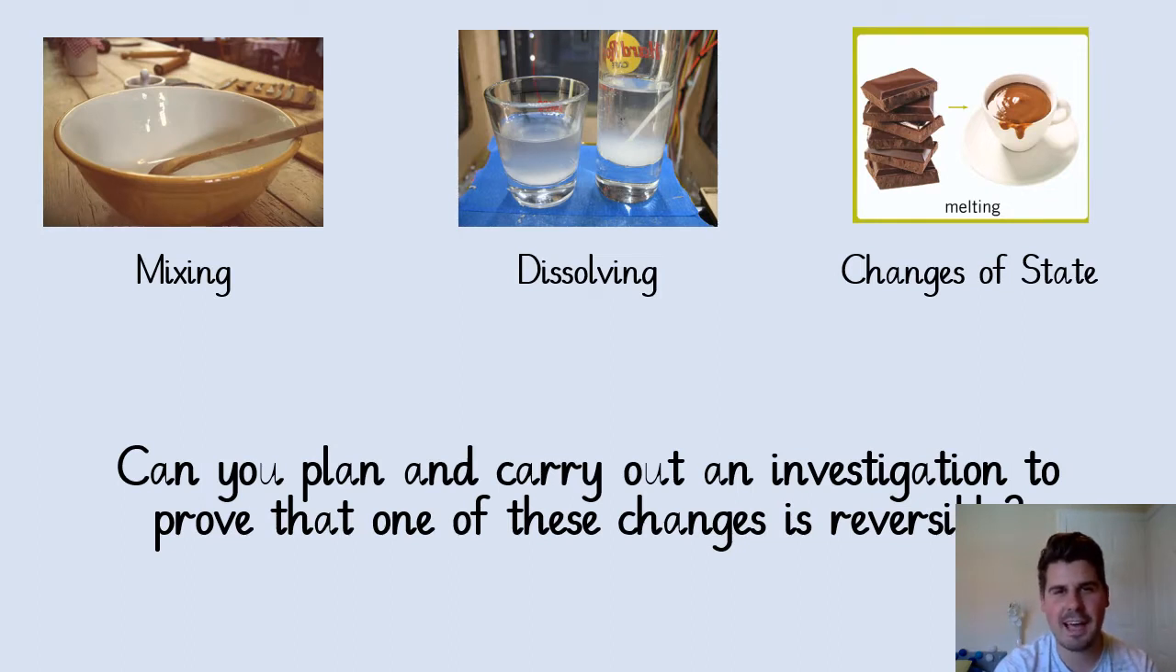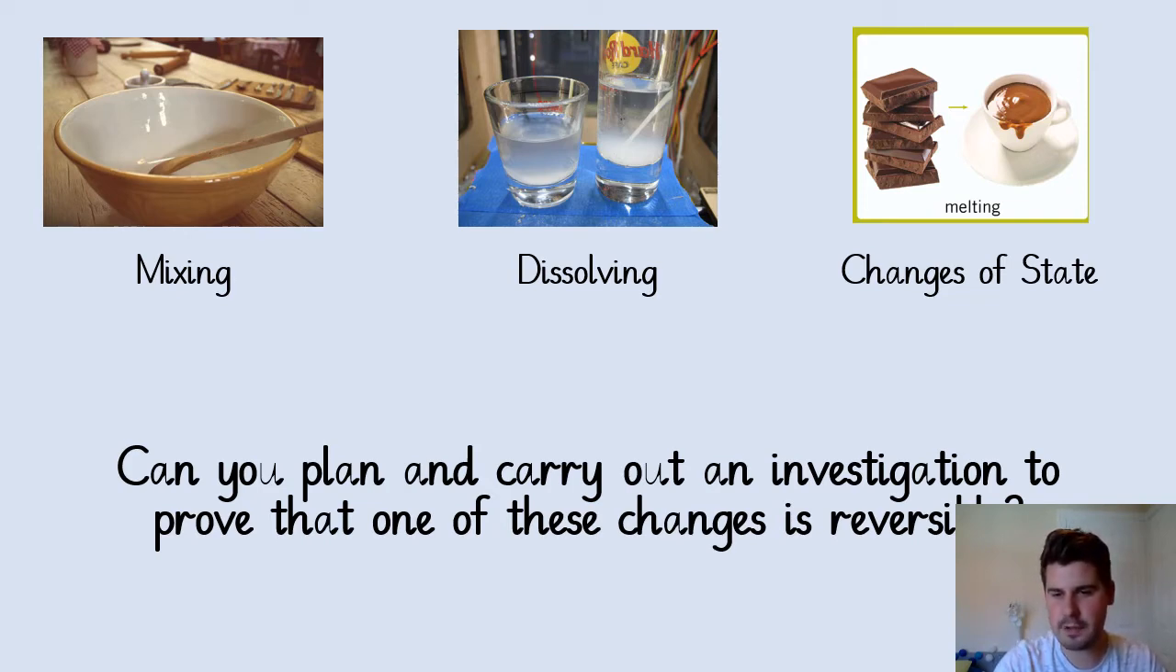Here is our main task for this week, and it's going to carry on to next week as well. So our task is we're going to be designing an experiment. We want an experiment to see if we can prove that these changes that I've listed here on the board, mixing, dissolving and changing of state, are reversible changes. We don't want to just say that they're reversible, changes that we can turn back to the original states. We want to prove that they are reversible changes.